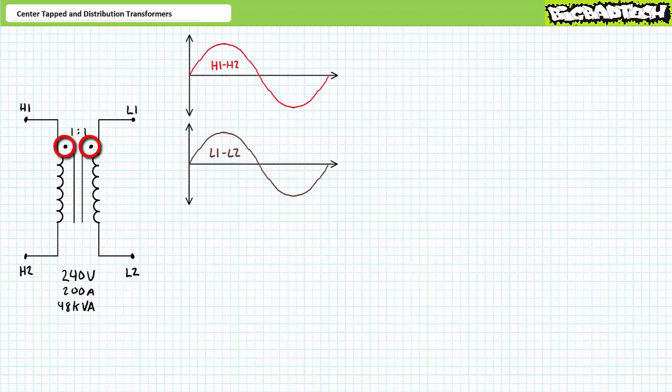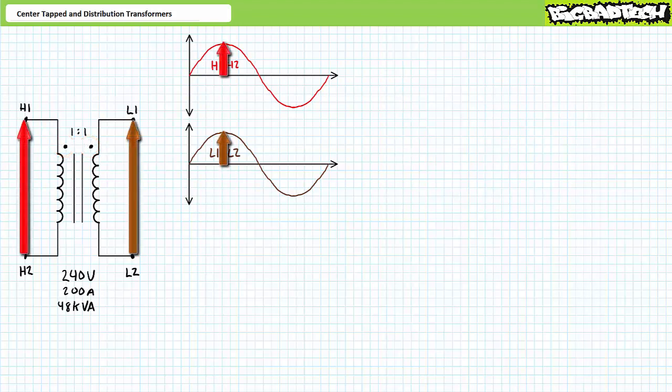If terminals H1 and L1 are identified with a phase dot, this means when H1 peaks positively, so does L1. Similarly, when H1 valleys negatively, so does L1. Long story short, H1 to H2 is perfectly in phase with L1 to L2. Given a 1-to-1 turns ratio, secondary winding L1 experiences 240 volts RMS. Any load between terminals L1 and L2 would experience 240 volts.